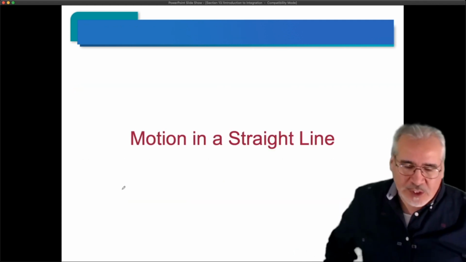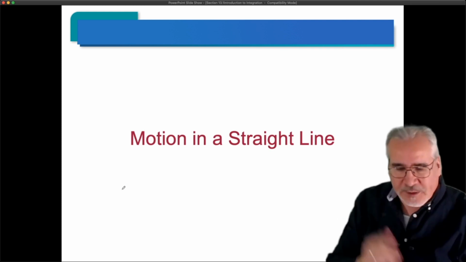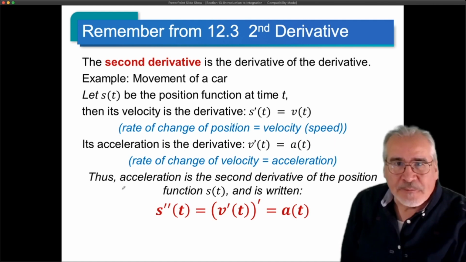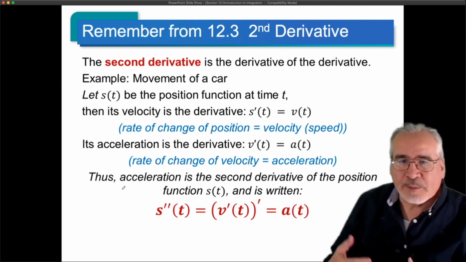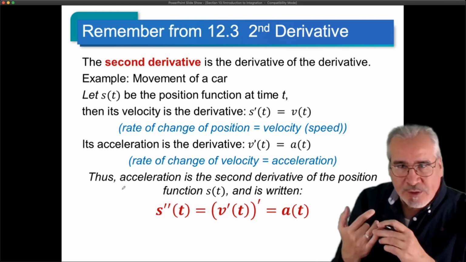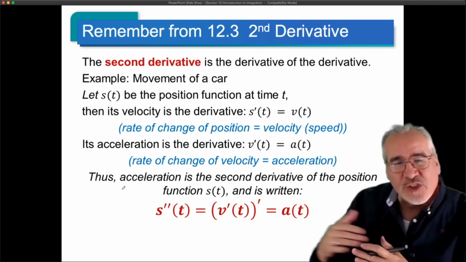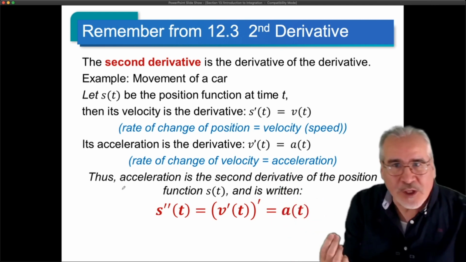And here, okay, motion in a straight line. And so this is, well, let's just go for it. This is a reminder back from 12.3. We talked about the second derivative. So we've got the function that gives us the location or position of a particle, of a person, of a car. Let's call it a car, it's more interesting.